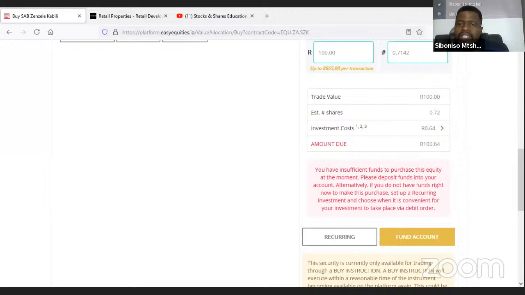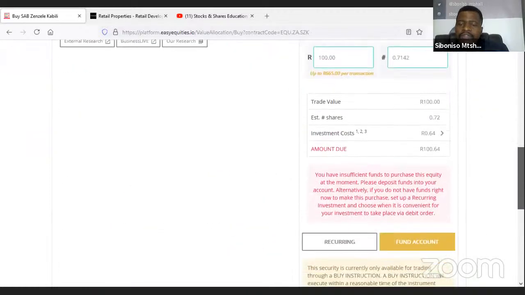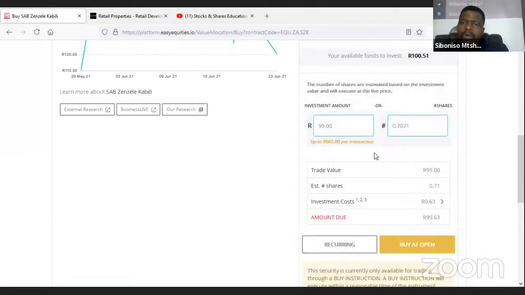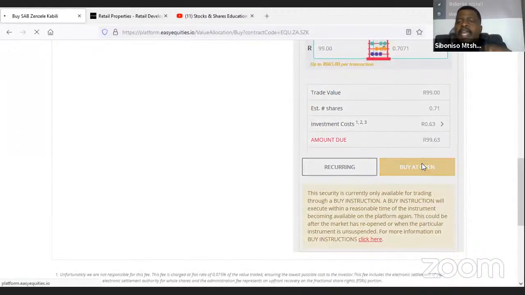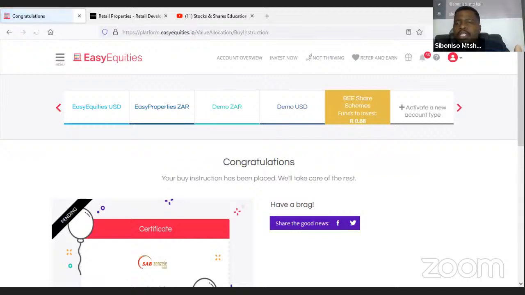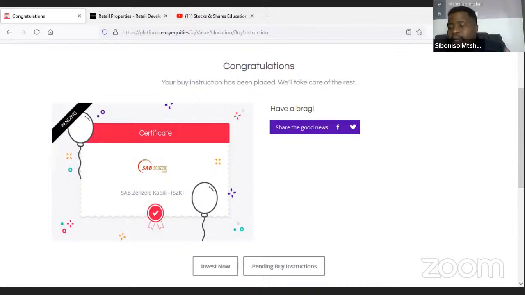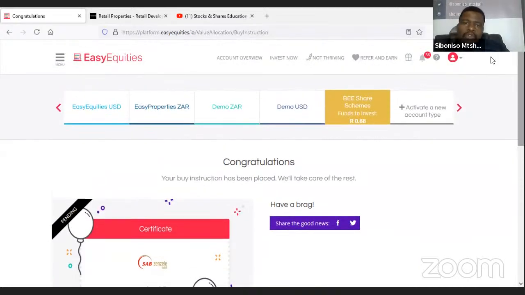It seems like I've got insufficient funds. How much do I have here? 1.50. Okay, so now it means I have to buy it with 99 rand. All right, so here is 99 rand, and then I'm buying it at open. So when the JSE opens tomorrow at 9, then I'll be able to receive my confirmation. At the moment, it will remain as pending. Okay, so I hope you do understand that, good people.